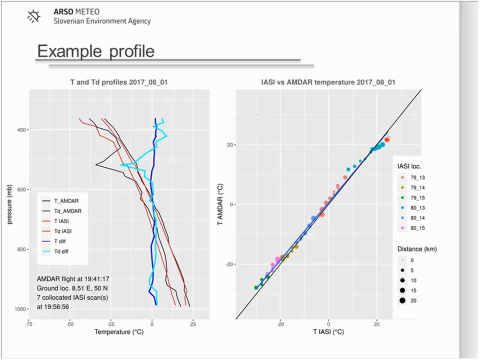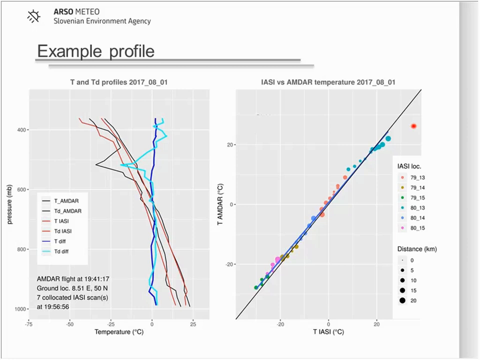Okay, so we see that we start a little bit further away from the nearest IASI profile, and then we approach it, and then again we go away with our underflight, and then we jump to another IASI profile, approach it, and then go a little bit further and continue all the way to the uppermost level. Okay, so we construct our IASI profiles from different IASI profiles that are nearby, that are along the AMDAR route.